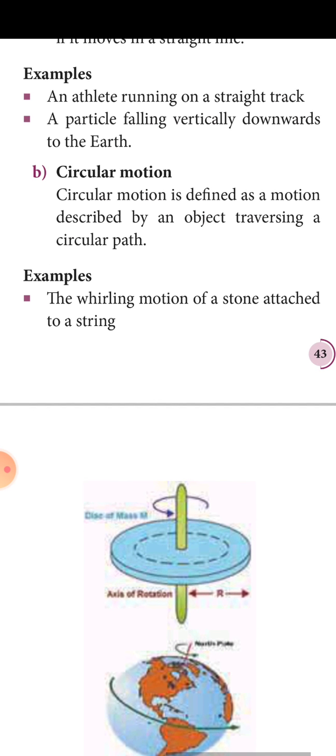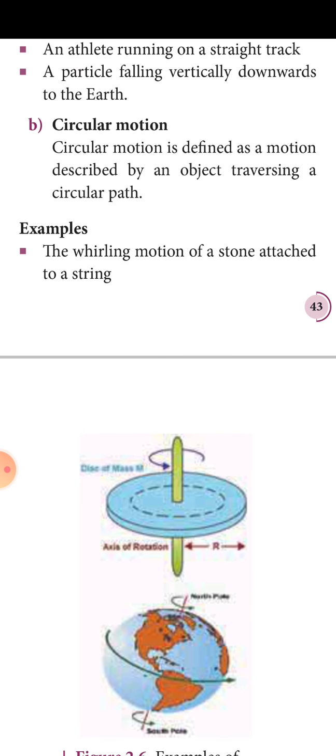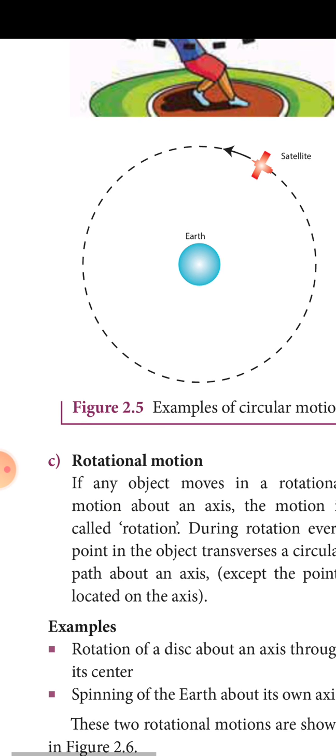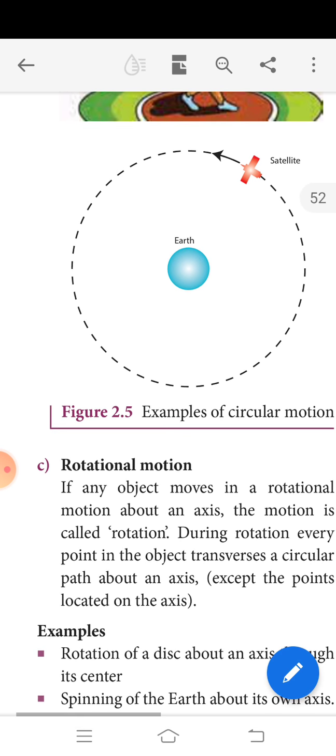Second, circular motion. Circular motion is defined as the motion described by an object traversing a circular path. Traversing means crossing the path. This is circular motion. For example, the whirling motion of a stone attached to a string, and second, the motion of a satellite around the earth. These are the two circular motion examples.